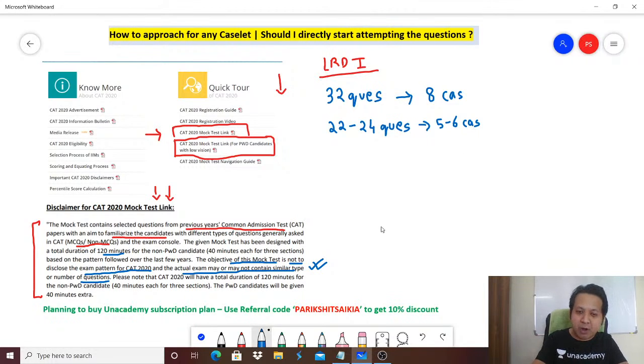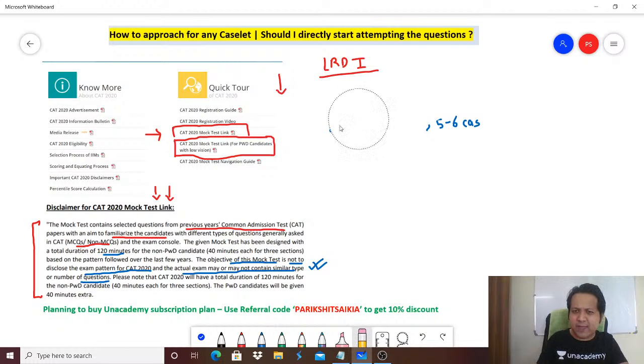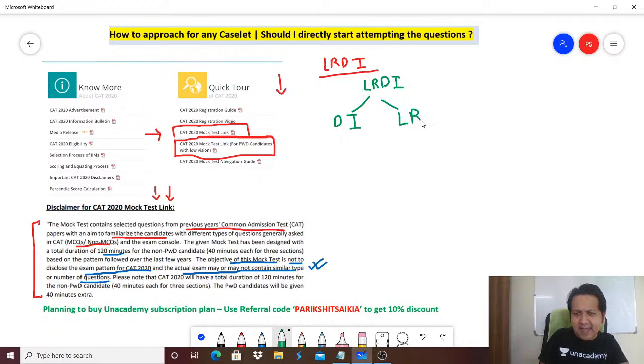When I talk about the LRDI section, I would like to break it up into two parts, because most of you do LR and DI. Now think about it: where should you actually look at the options first, or for that matter, the questions first? DI and LR. Let's talk about DI first.